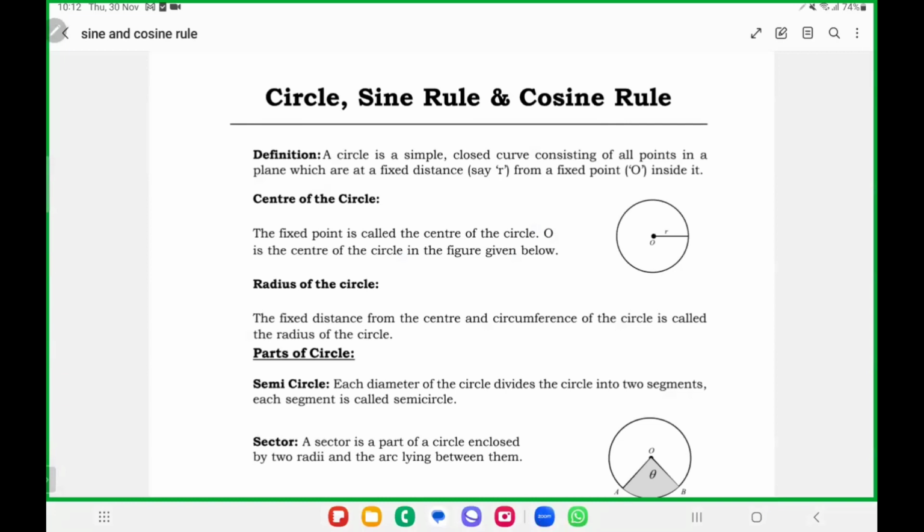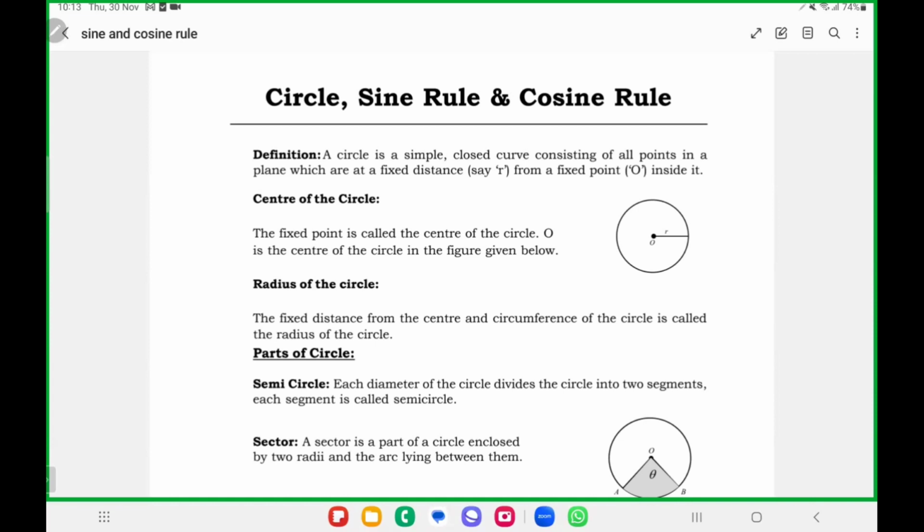Dear students, in the last class, I discussed the difference between distance and displacement. To do more problems, in fact, typical problems based on displacement and distance travelled can be solved with the help of sine and cosine rules. So I'll give all the mathematical support required to solve such problems in this video.